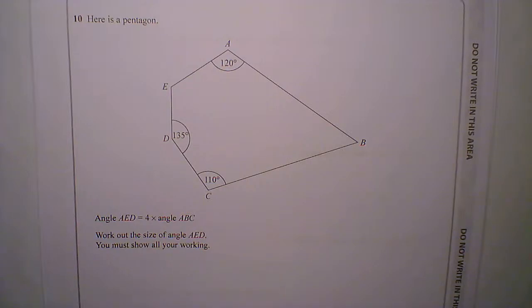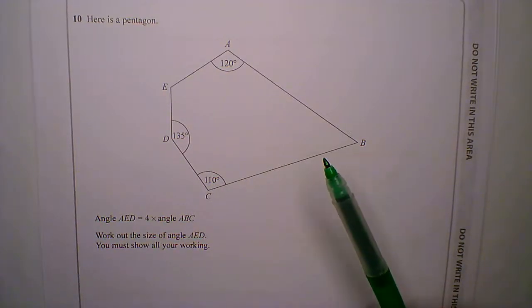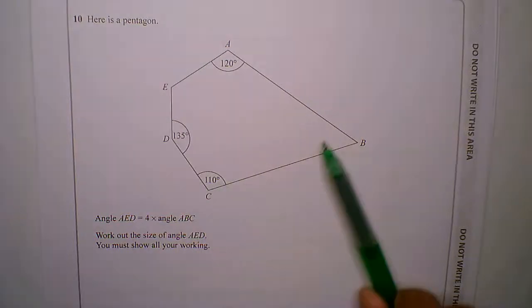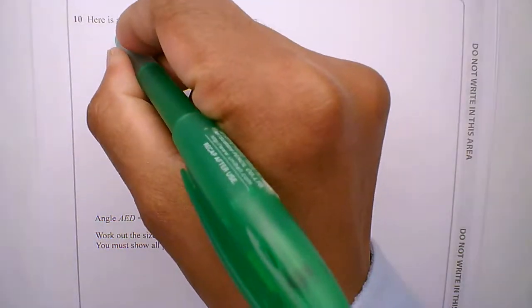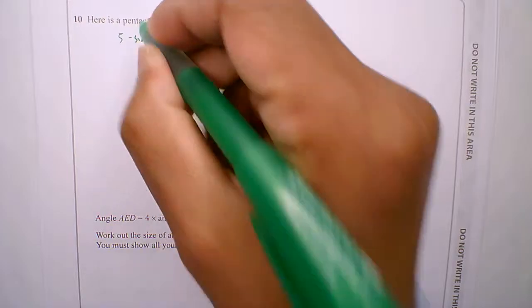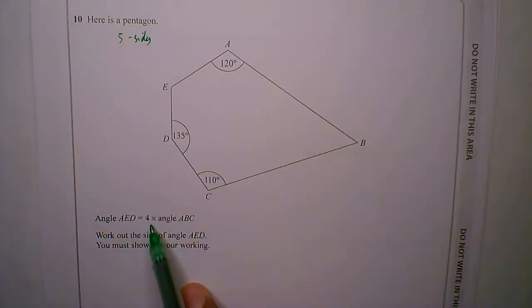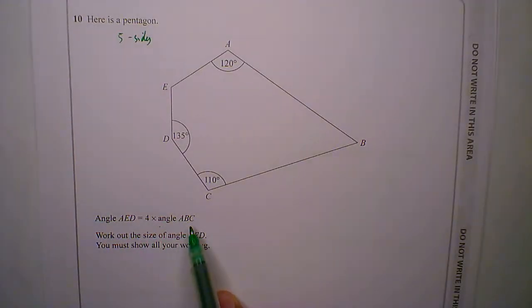Okay, I think that's enough time. Let's have a look at this question. So here's a pentagon. Pentagon has 1, 2, 3, 4, 5 sides. Angle AED equals 4 times angle ABC. Work out the size of angle AED. You must show all your working out.